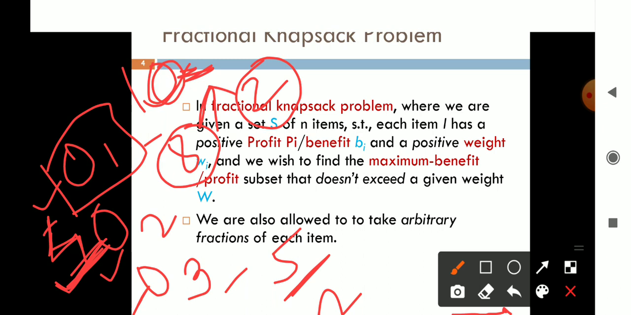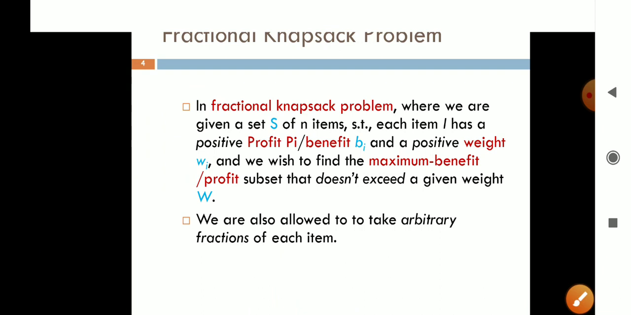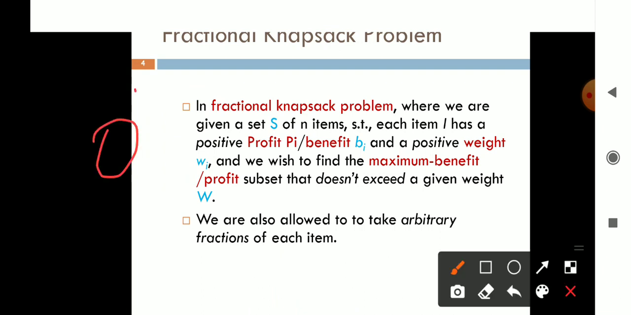But the 0-1 problem can't allow it. We can't fraction those objects. We can't divide those objects into two. We have to put the whole object into the knapsack. That is called the 0/1 knapsack problem.